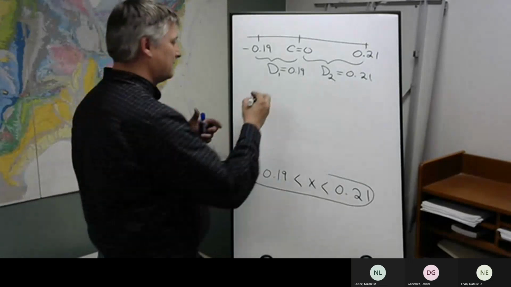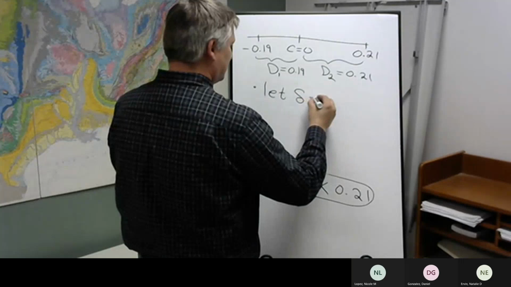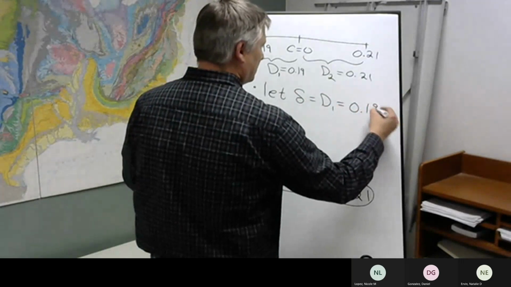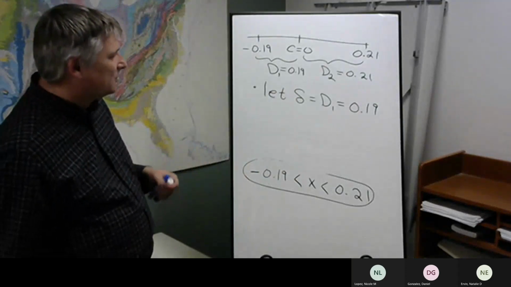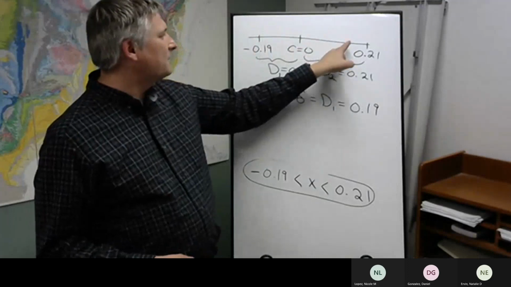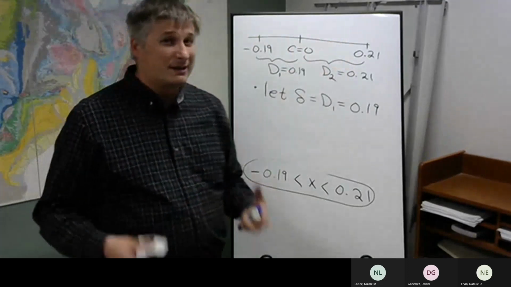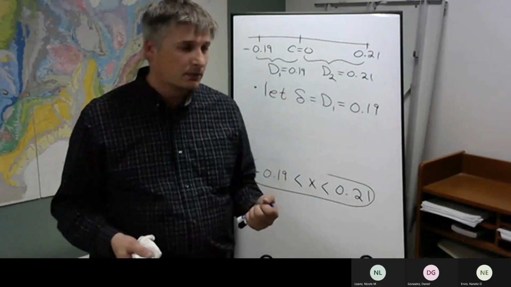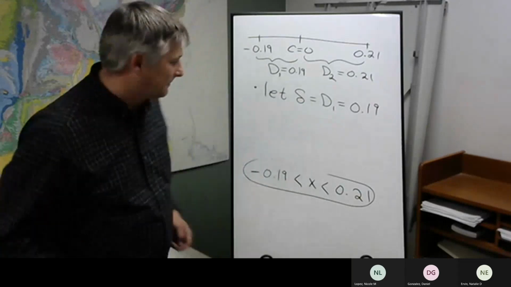So in this case, let delta be d1, or 0.19. So what this says, if we're 0.19 on either side of 0, then we're going to get a difference between our function f of x and the limit of 1 that's going to be less than epsilon, which was 0.1.